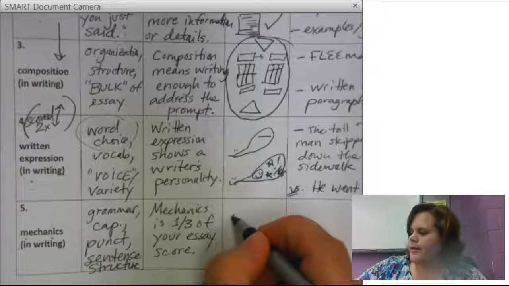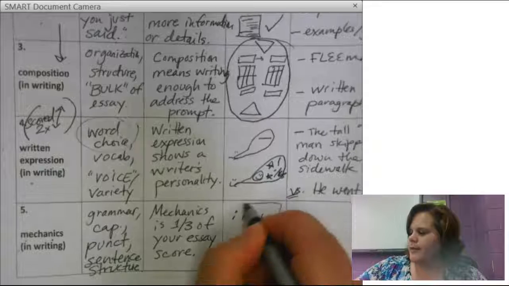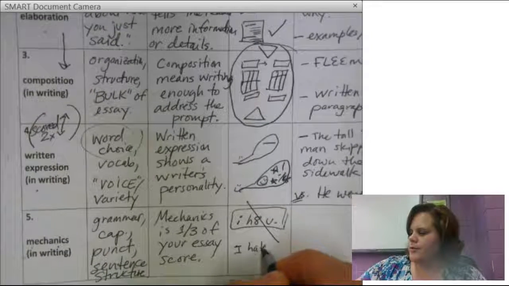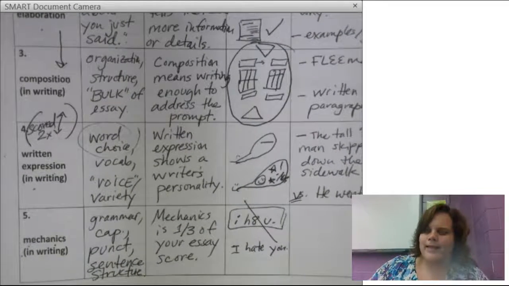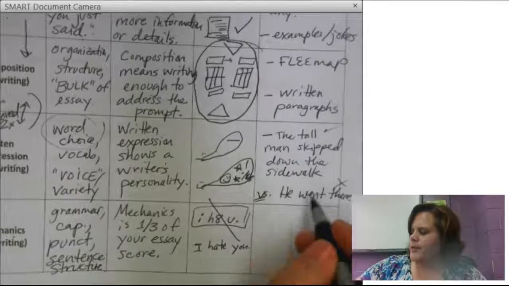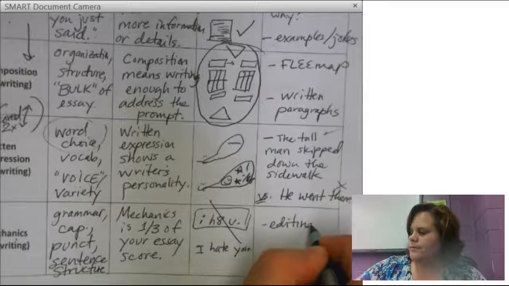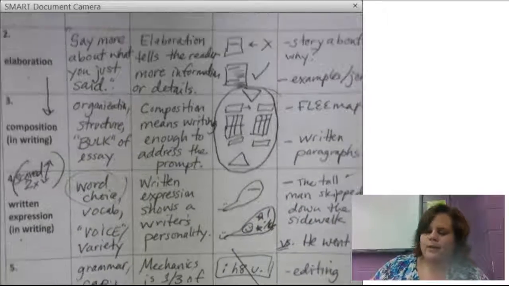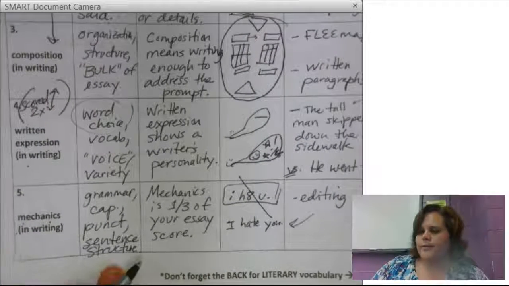When I think mechanics, I might see something like this and change it to something like this. It's not a text message. So an example of mechanics would be editing. An example would be something like this. So these are your categories for the writing SOL.